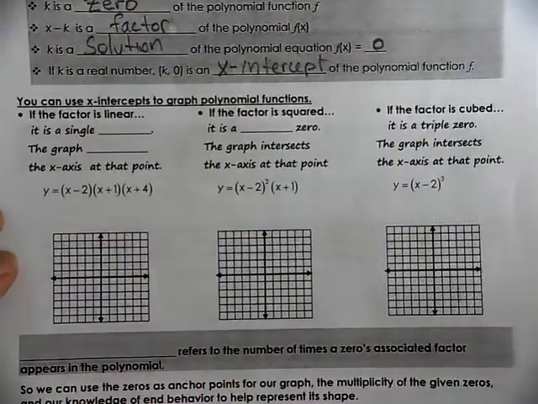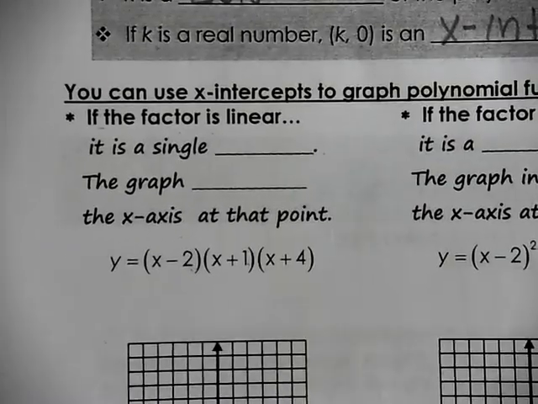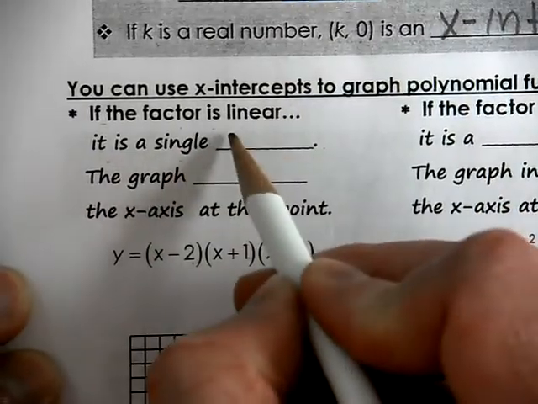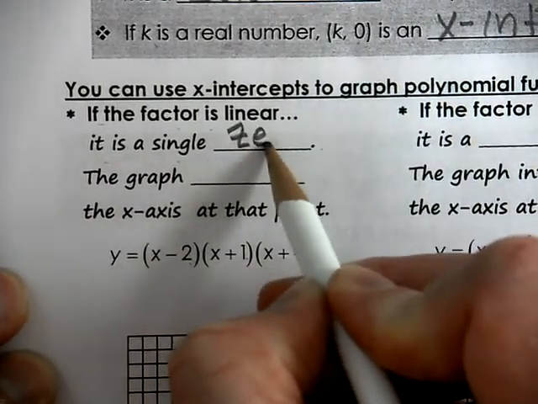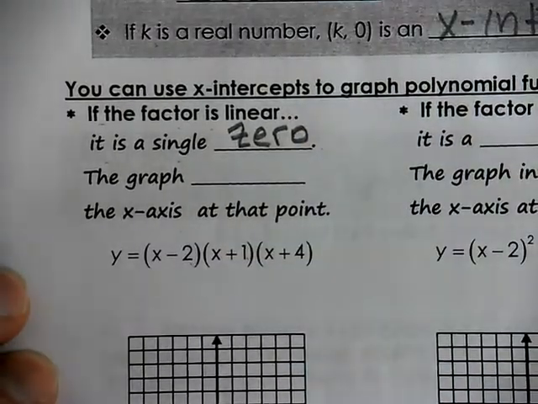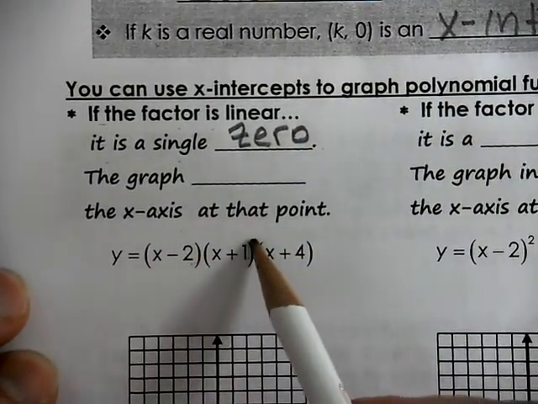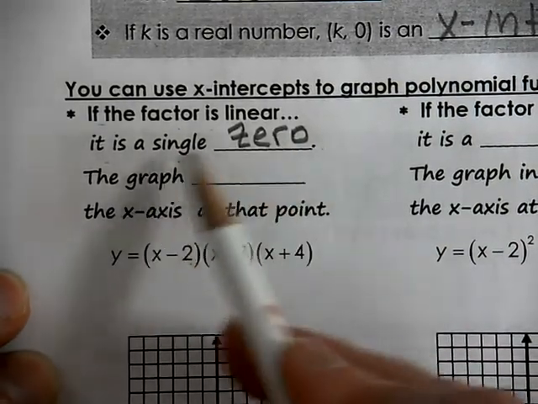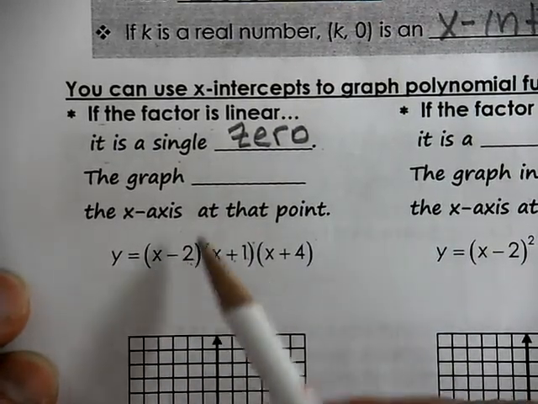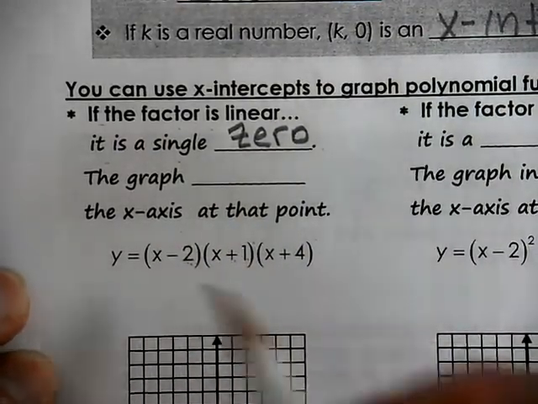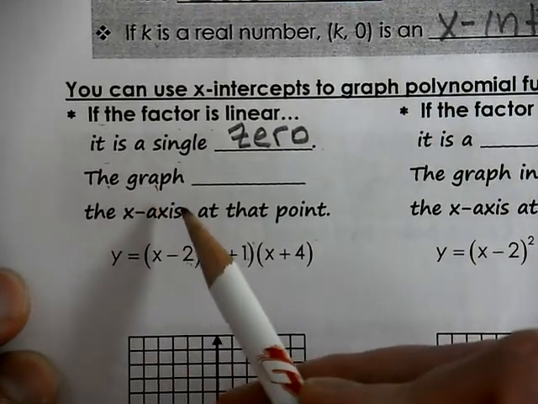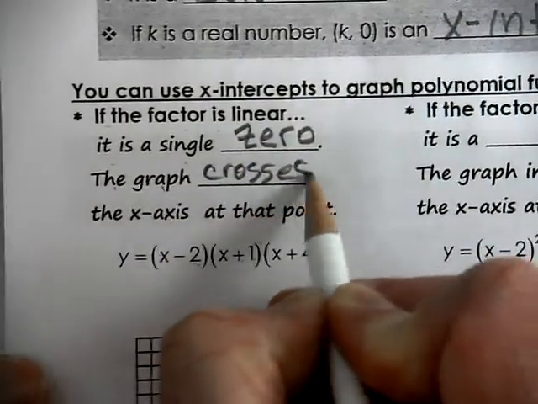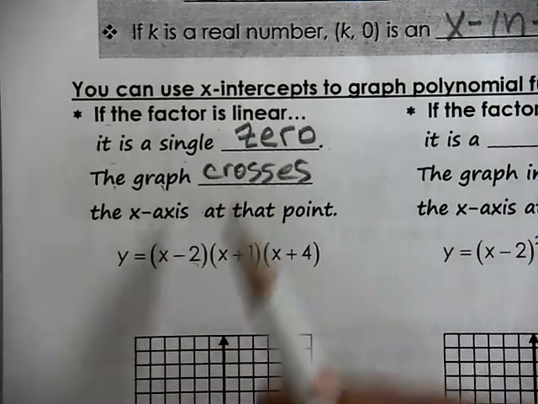If the factor is linear, it is a single zero. That means all of these are considered linear. They have to the first power, so they're considered a single zero. It goes through that value of the graph evenly. The graph crosses the x-axis at that point.